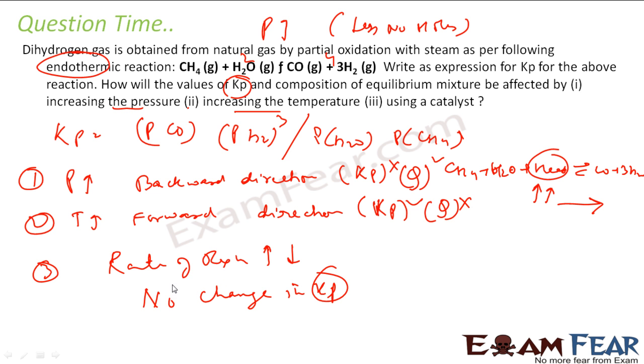When you add a catalyst, the rate of reaction may go up or down. Mostly it goes up, but the Kp is not changed and Qc is also not changed. There is no change in equilibrium.